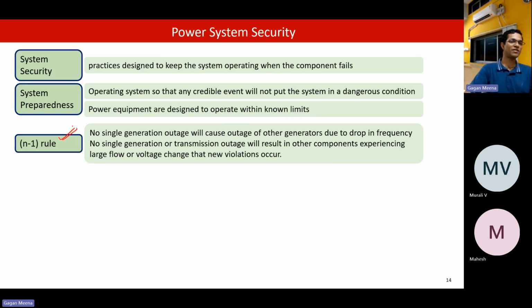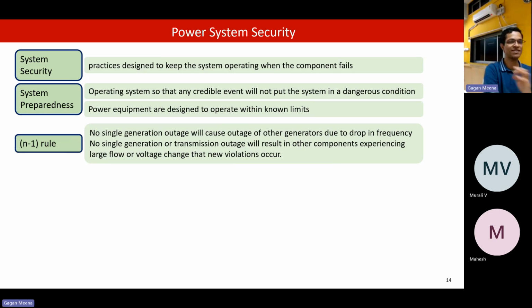Then the N-1 rule. N-1 is the most economical one. You can go for the N-K rule, but then you have to compromise with the economics. It will be very costly. The N-1 rule says that if any one component of the system goes away, then without that one component also, the system should be able to work properly without much deviation from its normal state.